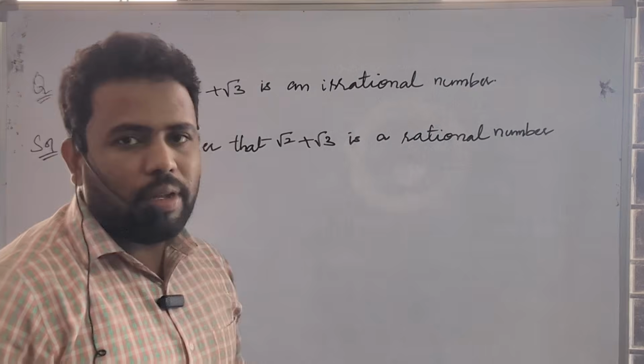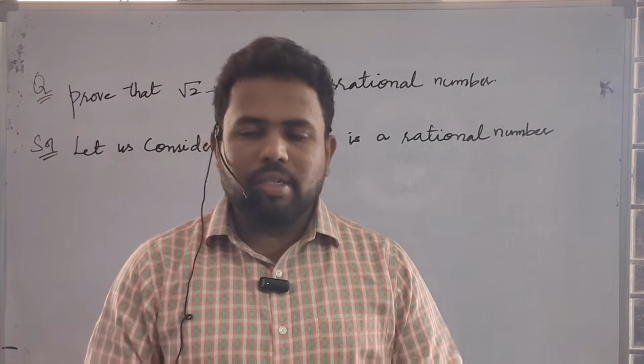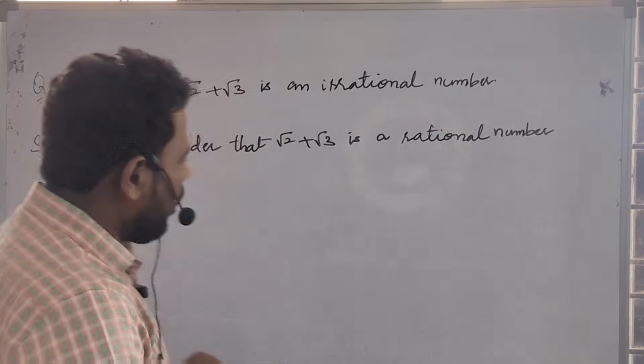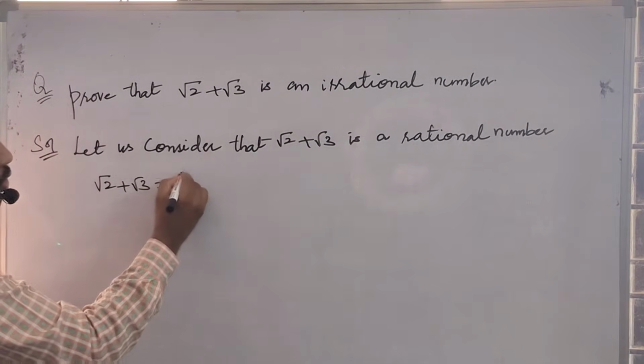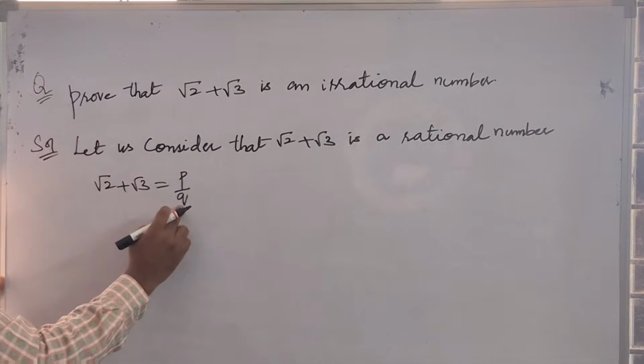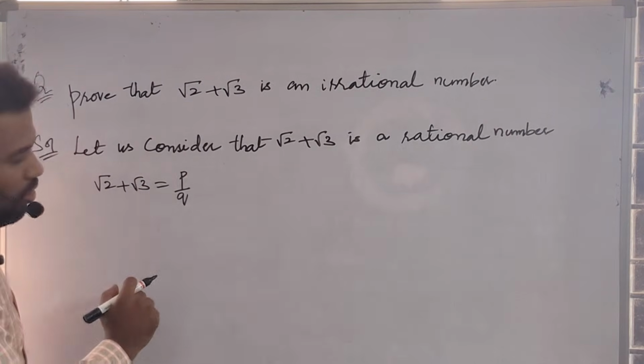What is a rational number? A number which can be written in the form of p by q is called a rational number. So here, root 2 plus root 3 equals p by q. Why are we writing p by q? Because we are considering this number as a rational number.